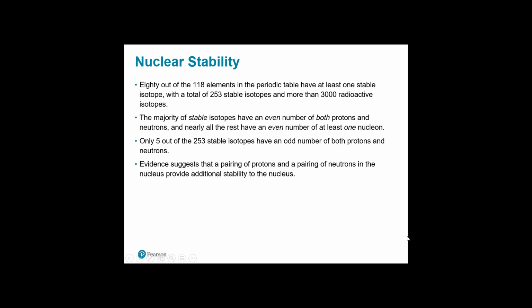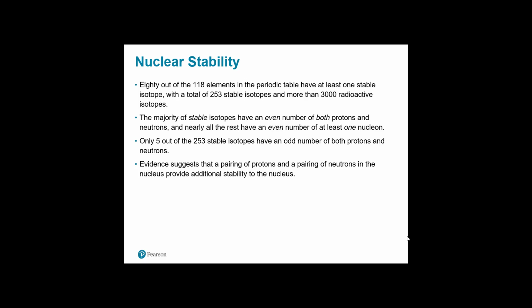So 80 out of the 118 elements in the periodic table have at least one stable isotope. We have 253 stable isotopes that have never been shown to decay, and more than 3,000 radioactive isotopes. The majority of isotopes have an even number of both protons and neutrons, and nearly all the rest have an even number of at least one nucleon. And 5 of the 253 stable isotopes have an odd number of both protons and neutrons.